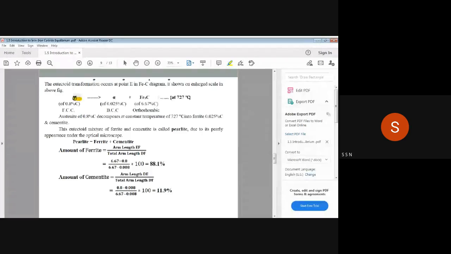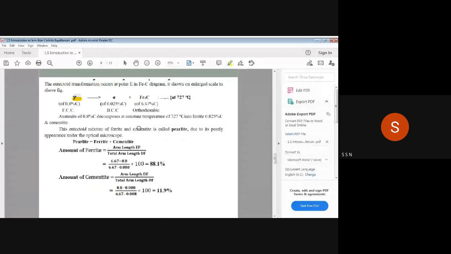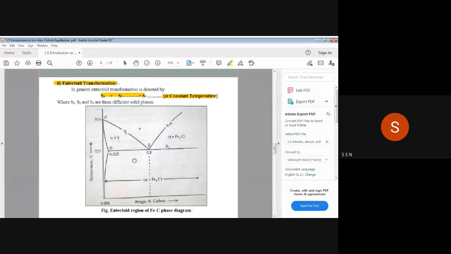Gamma austenite, sorry. Yes, so if you are heating, then two solids will get combined to give one more solid. So that is a eutectoid transformation.